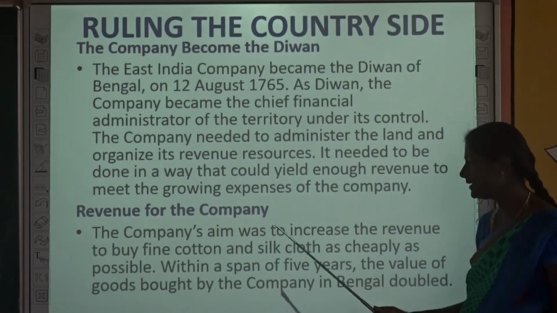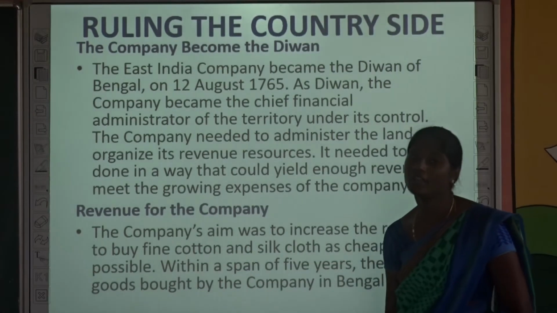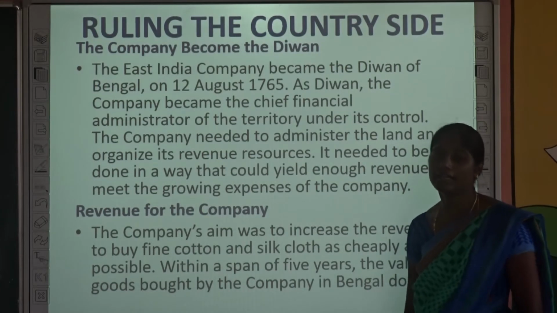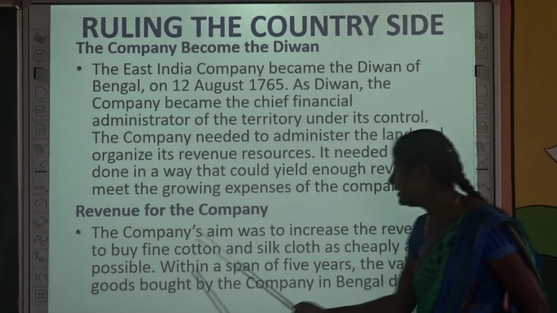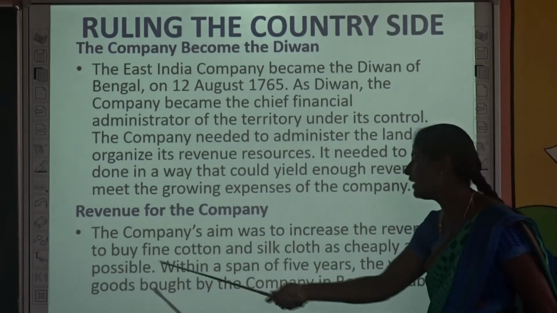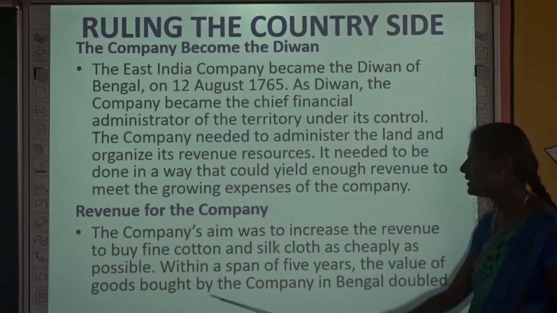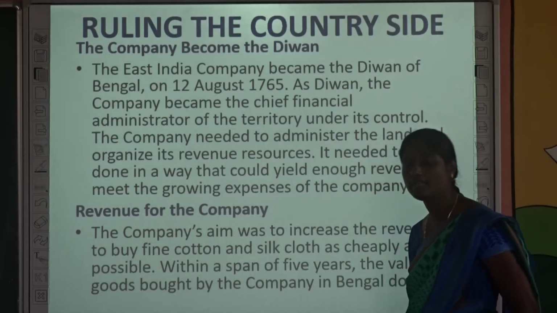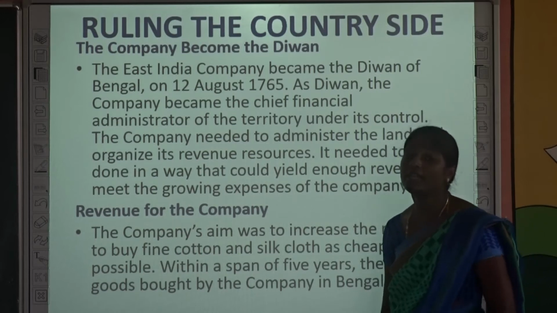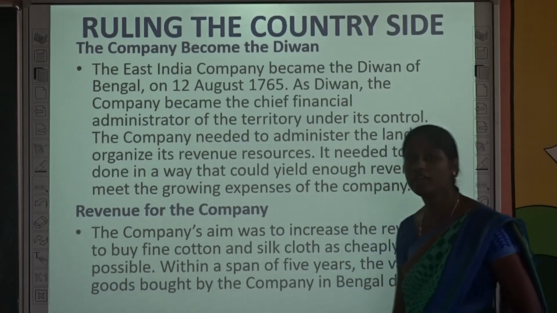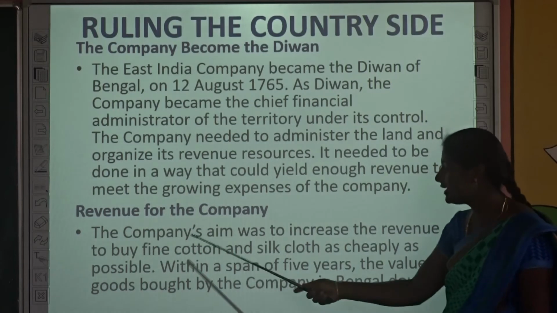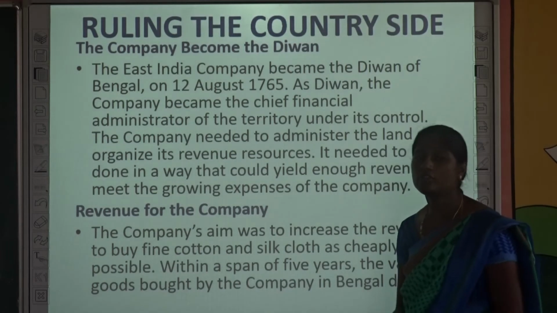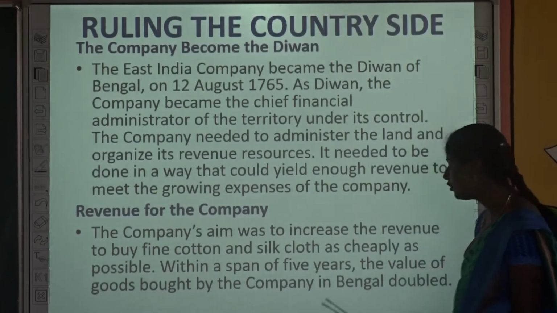Yes, revenue for the company means how the company got the revenue. Revenue means tax. How they used the tax that was collected from India. So the company's aim was to increase the revenue to buy fine cotton and silk cloth as cheaply as possible. From India they exported cotton cloths very cheaply, but they sold them in their country for high prices. So the company wanted to increase the tax in order to buy more fine cotton cloths.